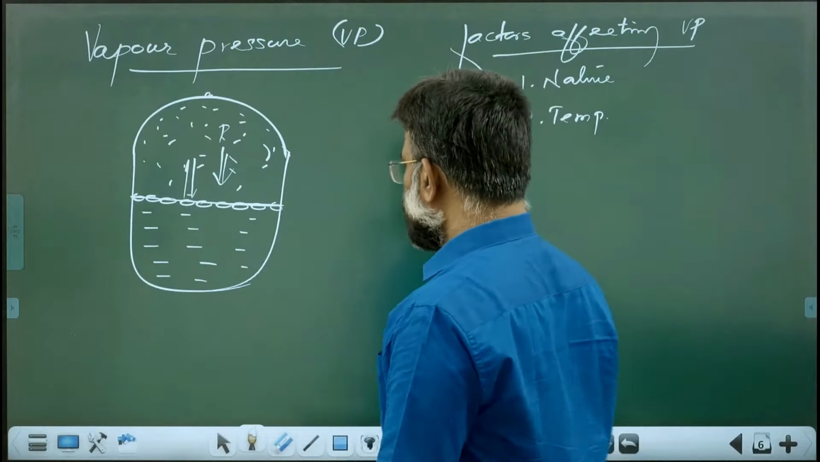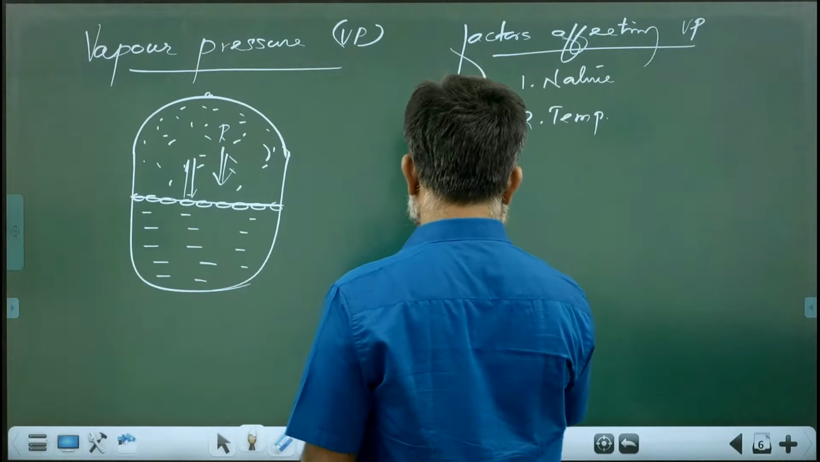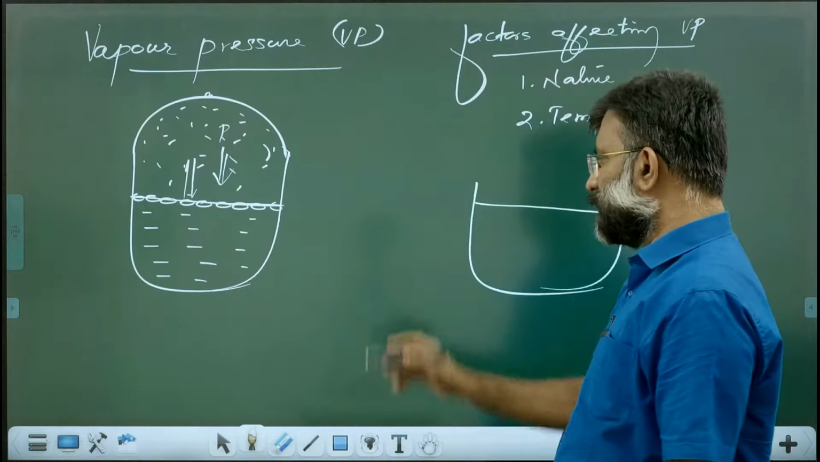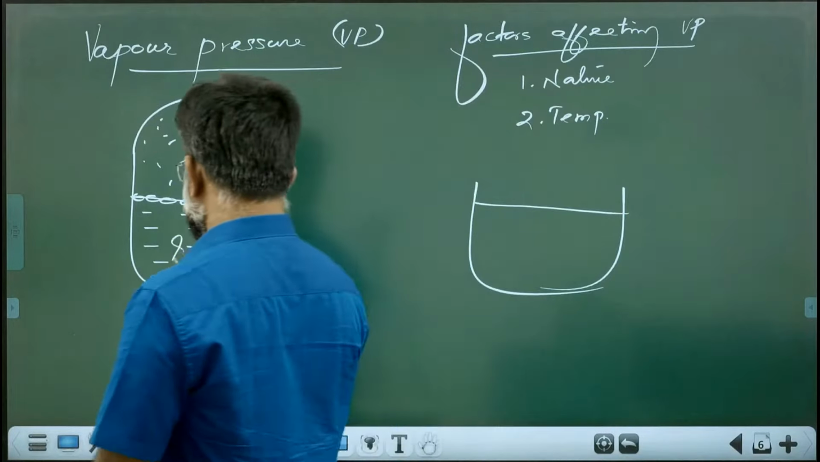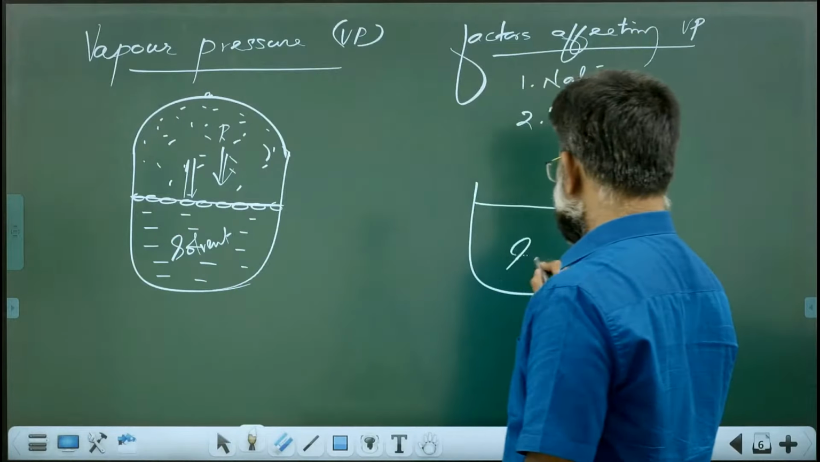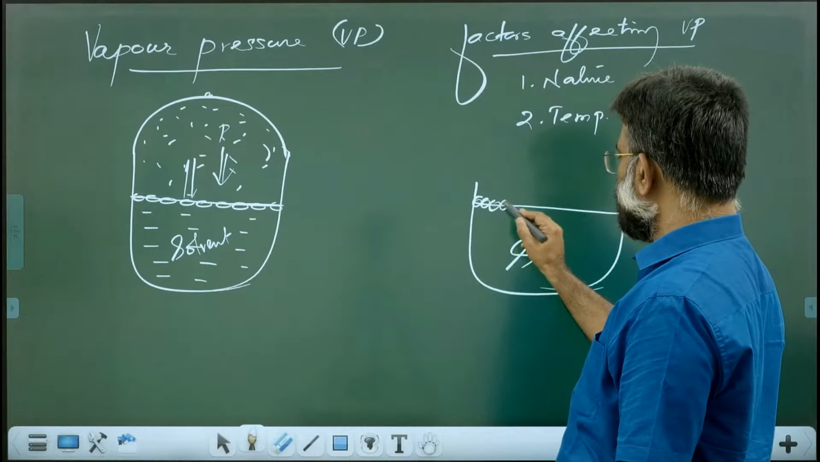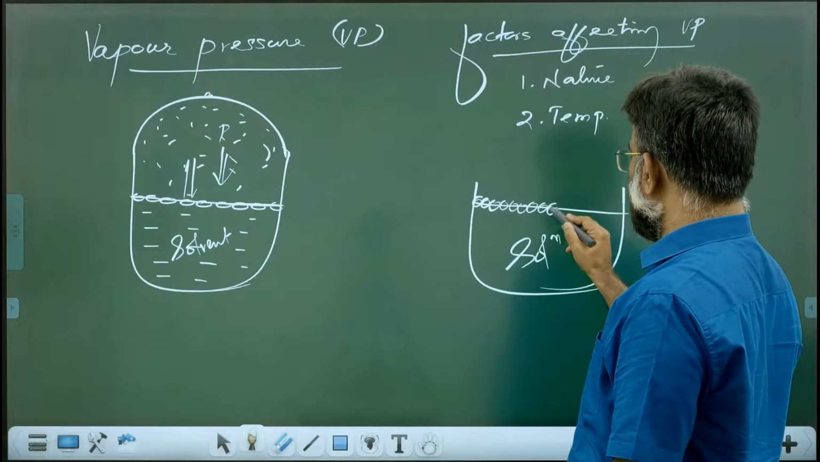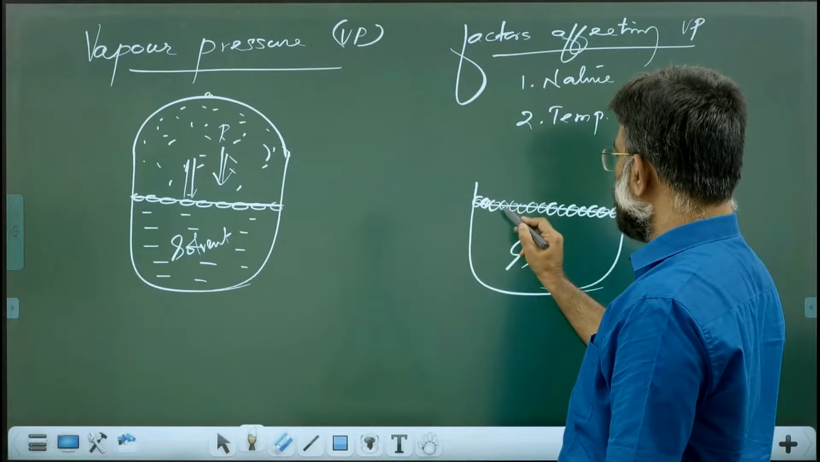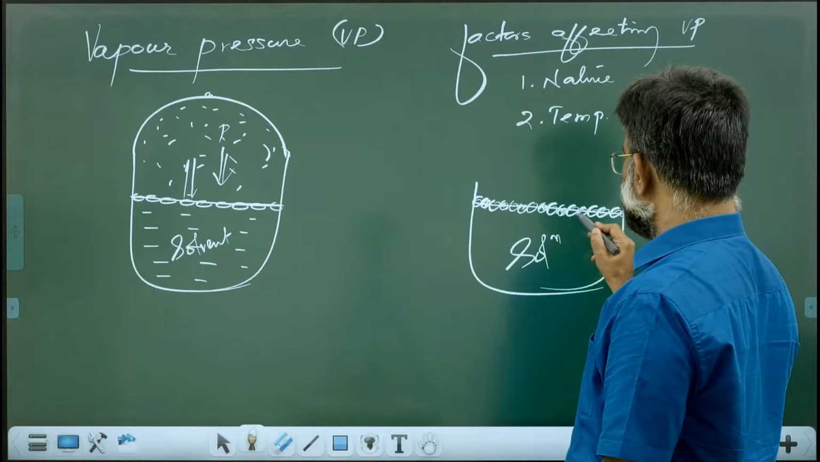Now, what about when a solute is added to this, particularly a non-volatile solute? This is pure solvent. Suppose we are taking a solution. You can see the top layer surface particles. It may not be solvent alone. It will be solute plus solvent. Alternate particles will be solute particles.